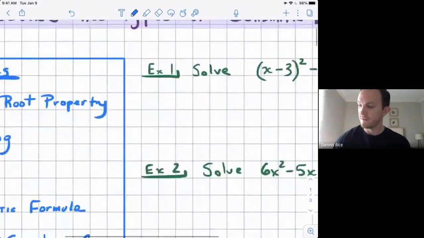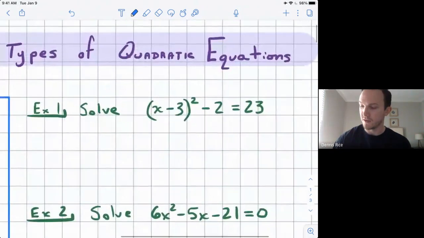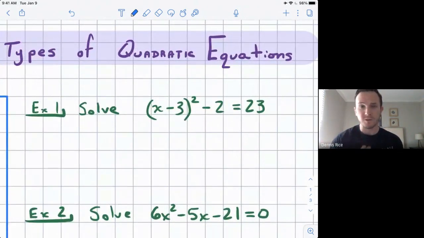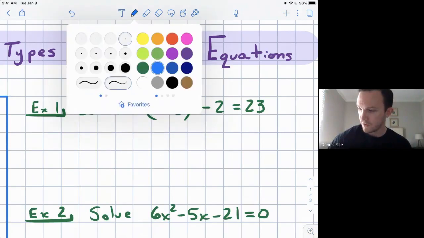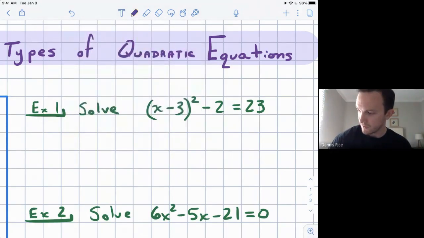All right, so what I figured we'll do here, we'll look at an example. We'll talk about the process of how it can be solved, and then ultimately we'll solve it. So for number 1, we have x minus 3 squared, quantity there, minus 2 equals 23. So what I'm going to do first, change the color here. I'm going to move this 2 over.